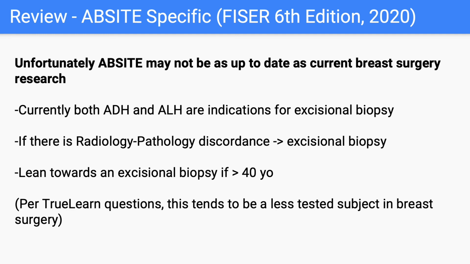Currently, both ADH and ALH are indications for excisional biopsy on the ABSITE. However, something that does coincide with what I spoke about today is that if there is radiology and pathology discordance, you do need to go forward with an excisional biopsy. This is something that I have seen in a couple of practice questions during my studies. You also want to lean towards an excisional biopsy if you have a patient in the question stem that's greater than 40 years old. Per TrueLearn questions, this does tend to be a less tested subject in breast surgery.